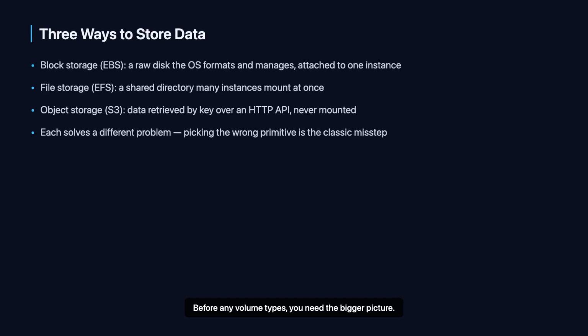Before any volume types, you need the bigger picture. Amazon Web Services gives you 3 fundamentally different ways to store data. Block storage, which is EBS, is a raw disk that the operating system formats and manages, and it attaches to one instance. File storage, which is EFS, is a shared directory that many instances mount at the same time. And object storage, which is S3, is data you retrieve by its key over an HTTP interface. You never mount it like a disk. Each one solves a different problem, and reaching for the wrong primitive is the classic misstep the exam loves to set up.